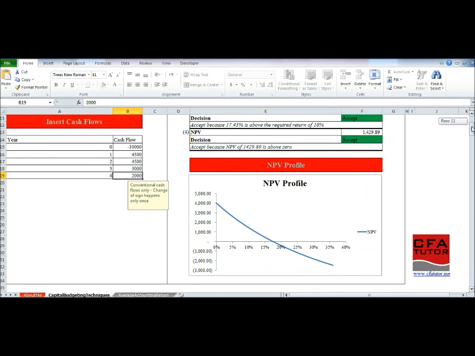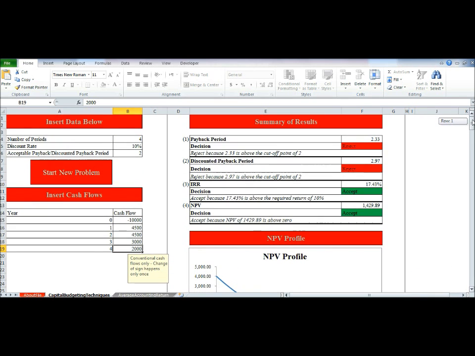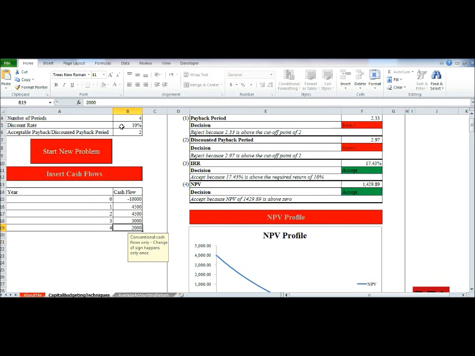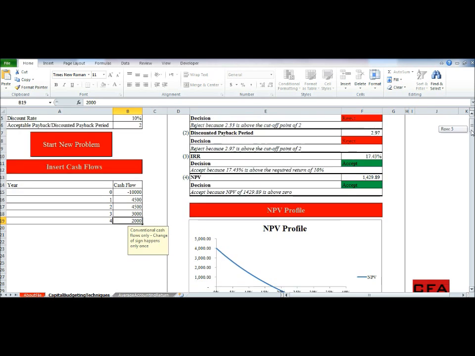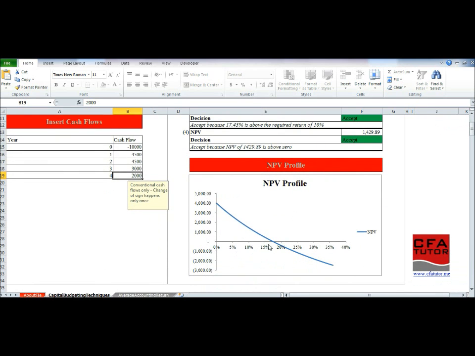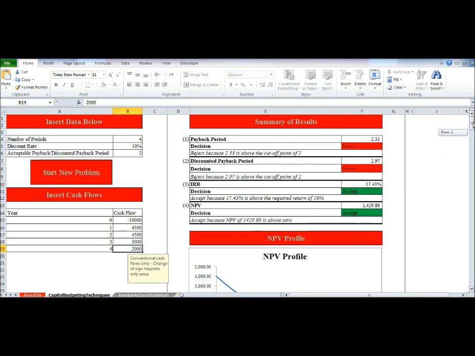This is the NPV profile, which shows you what the NPV of this project is if we use different discount rates. It's kind of a sensitivity analysis, in a way: assuming different discount rates, what happens to the NPV of the project. Right now we are done with the first example.